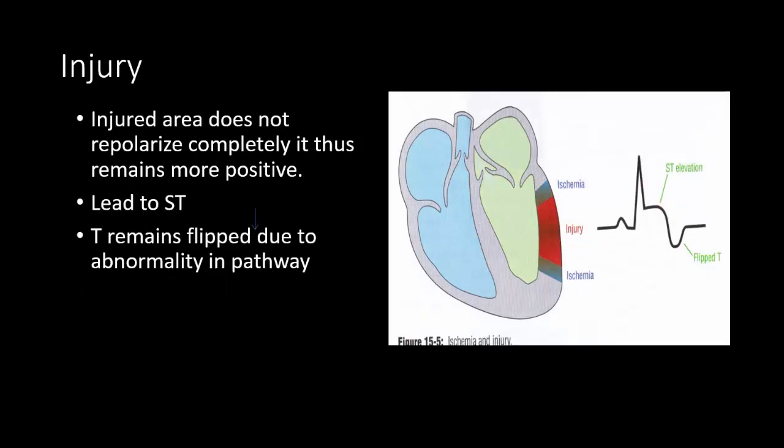The injured area does not repolarize completely, and so it remains more positive, which leads to the ST elevation. So if you notice here, this would be the isoelectric line. This is your J point here. So it is actually starting to be elevated. The T wave will remain flipped due to the abnormal pathway, but what we're doing here now is actually interfering with the ability of the ventricle to depolarize and repolarize. And especially in the areas that have been injured, they're not going to react the way they need to.